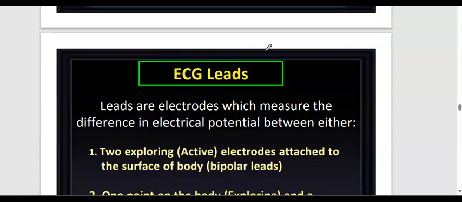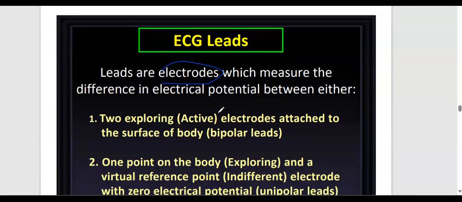So what is that? ECG leads are very important. Leads are electrodes, which I told you collect the electrical conduction and measure the difference in electrical potential. First, it will collect electricity with the help of electrodes. These are the leads. Second thing is the difference, because here we have the heart.